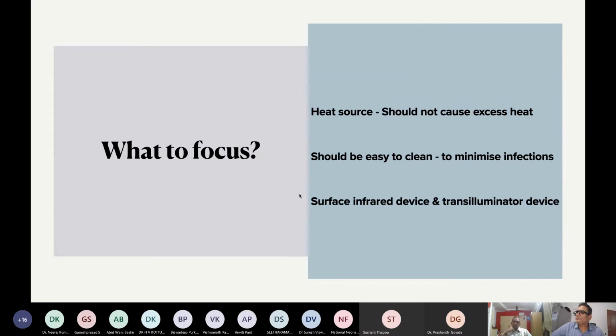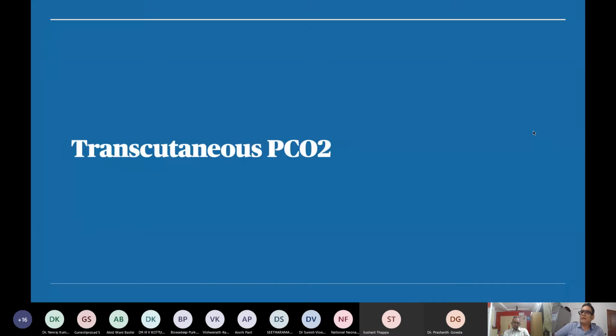We have to make sure that we have an infrared device and a transilluminator device so that it serves both purposes. You get a good view of the vein, and also you can look at the pneumothorax and perforation and all those things. But at the same time, we have to ensure that it's a proper medical device if you can afford. If you cannot afford, you can go for the bike lights or cheaper LED lights. But you have to make sure that the heat source does not cause excess heat to the baby, and you should be able to easily clean it to minimize infections.